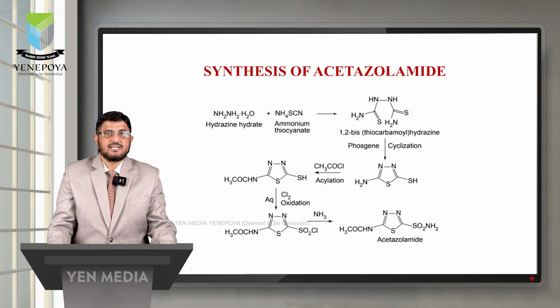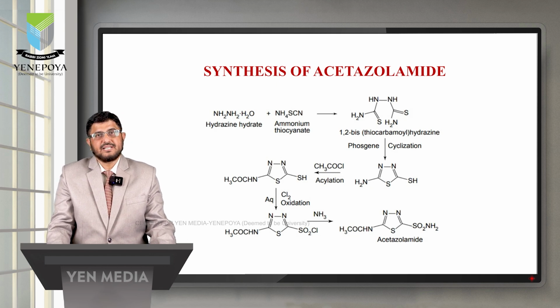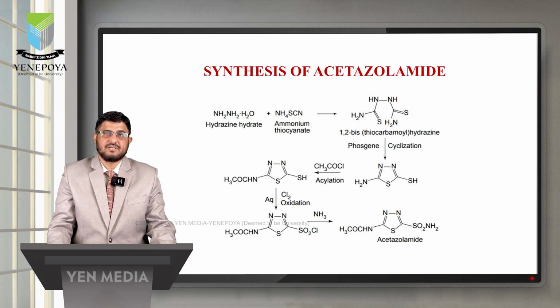After the addition of the acetyl group, it undergoes chlorination to form the chloride intermediate product. When treated with ammonia, that is the amination, we will get acetazolamide as the major product. So, this is the outline of the synthesis of acetazolamide.